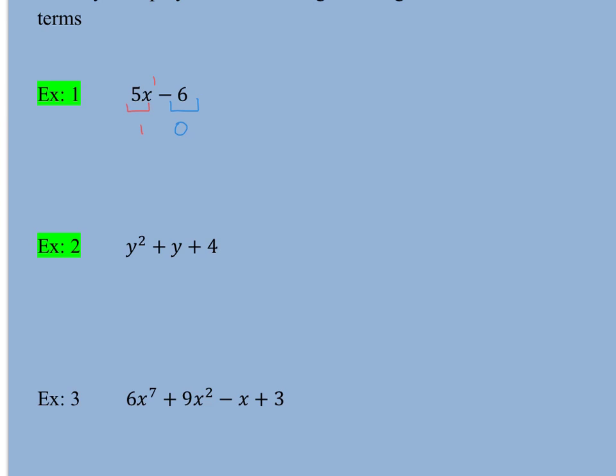So the polynomial has a degree of 1, which means that it is considered a constant. I'm sorry, not a constant, what am I thinking? A linear. So that's its classification based upon its degree. And based upon its terms, it is a binomial.